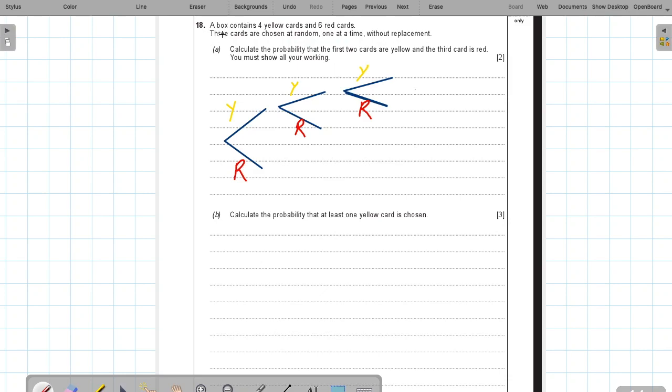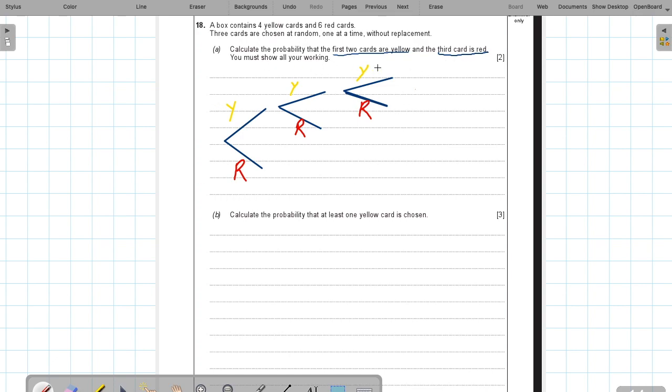Question 18. A box contains 4 yellow cards and 6 red cards. 3 cards are chosen at random, one at a time, without replacement. Part A. Calculate the probability that the first 2 cards are yellow and the third card is red. You must show all your working.